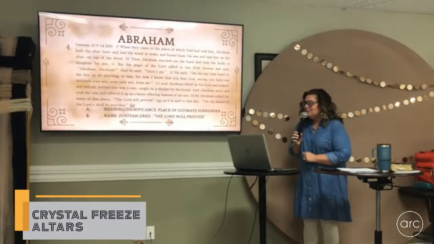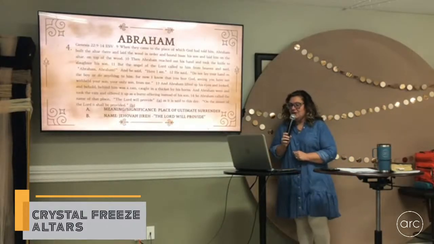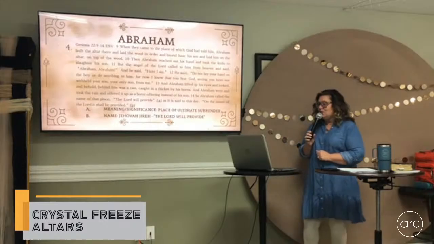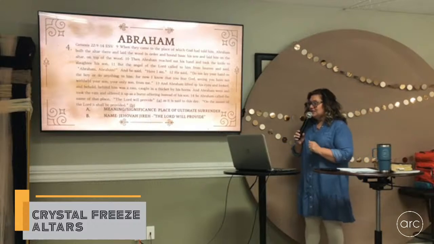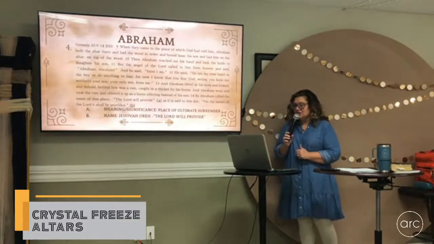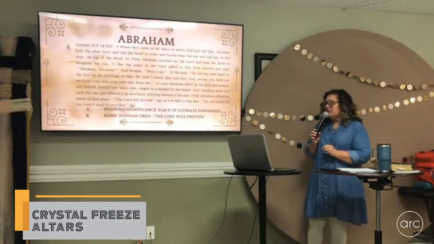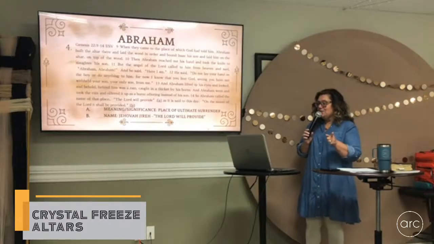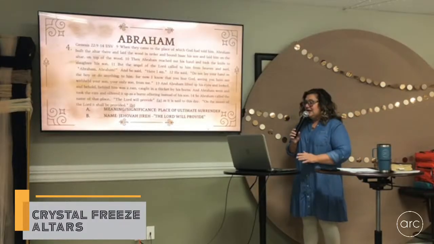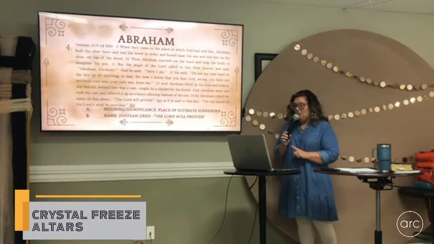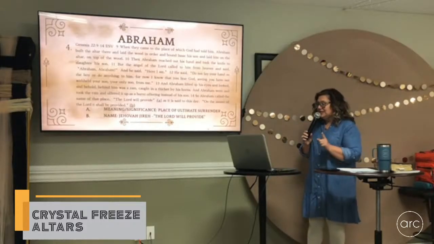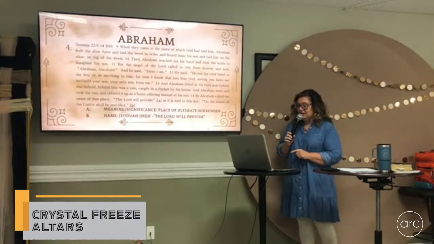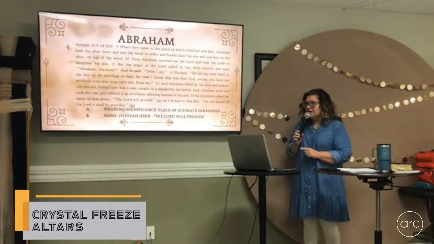And when they came to the place of which God had told him, Abraham built the altar there, and he laid the wood in order, and he bound Isaac his son and laid him on the altar on top of the wood. And then Abraham reached out his hand. He took the knife to slaughter his son. But the angel of the Lord called to him from heaven and said, "Abraham, Abraham." And he said, "Here I am." And he said, "Do not lay your hand on the boy or do anything to him, for now I know that you fear God, seeing you have not withheld your son, your only son, from me."